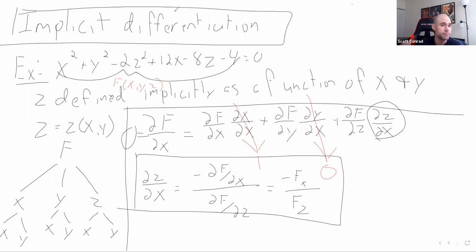And then we can play the same game for the partial of z with respect to y. When we do that, we get that it's equal to negative partial of F with respect to y over partial of F with respect to z.